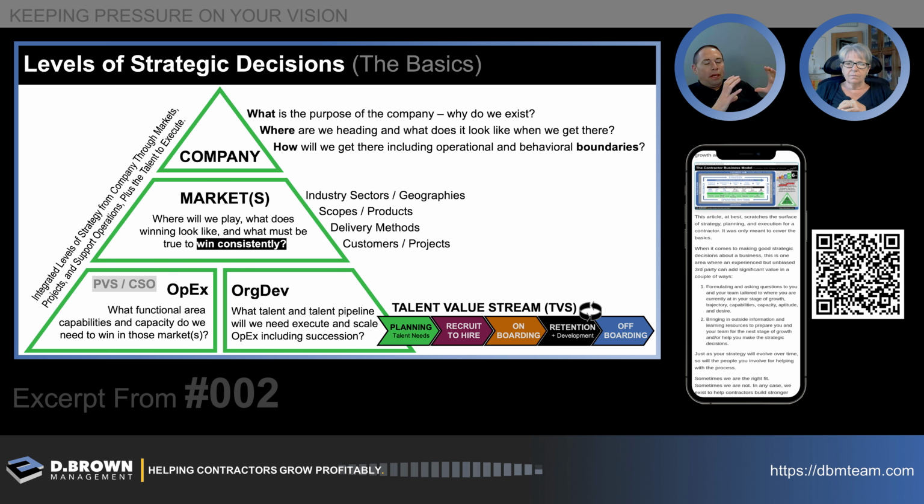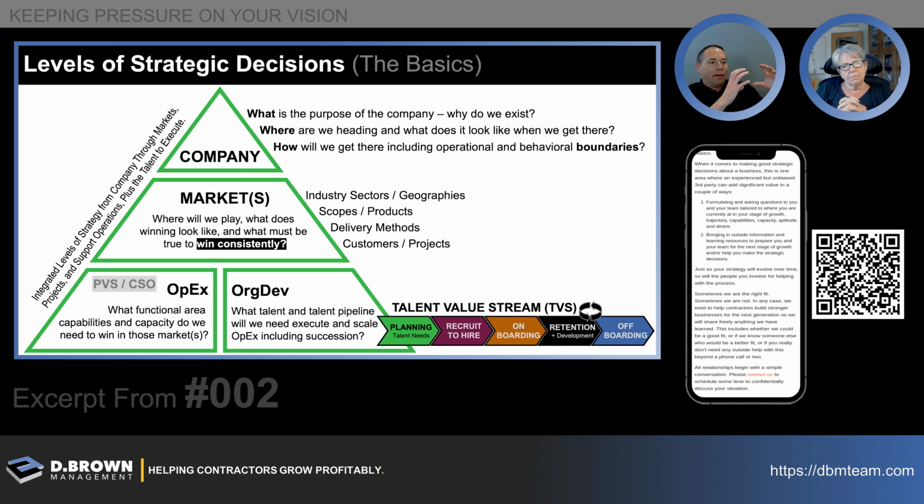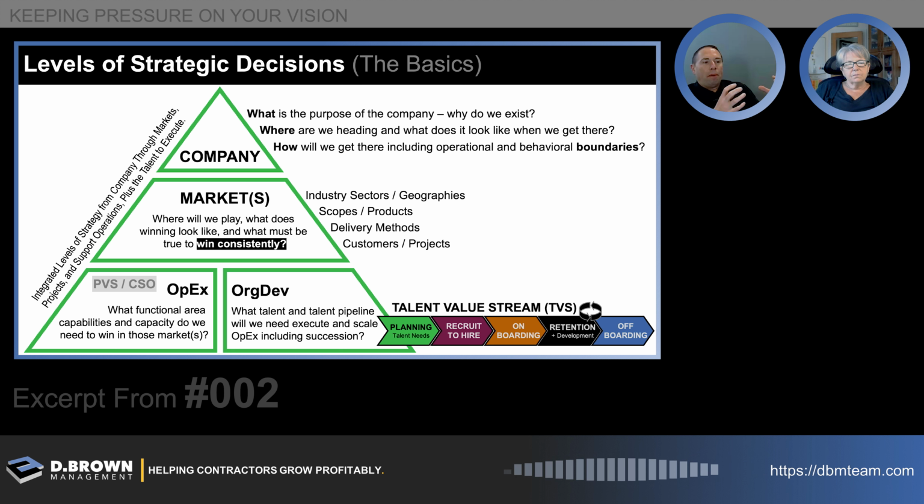And then you've got what we'll call the operational excellence level of strategies. That's all the things that are in the contractor's primary value stream, the project value stream, as well as all the supporting operations. What functional area capabilities, and a functional area could be procurement, fabrication, or project execution. What are the capabilities and capacities we really need to win within those markets? What's going to differentiate us? If somebody says on time and on budget, I promise that's the absence of a strategy, and that's the absence of thought. That's the prerequisite.